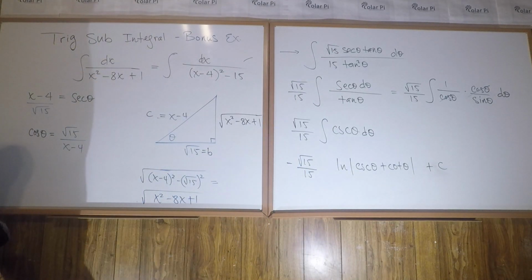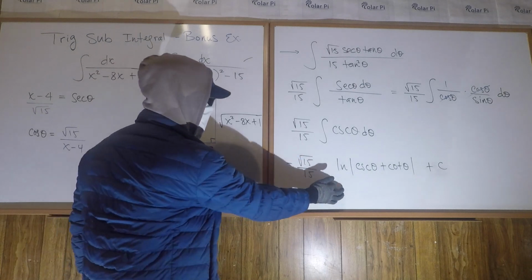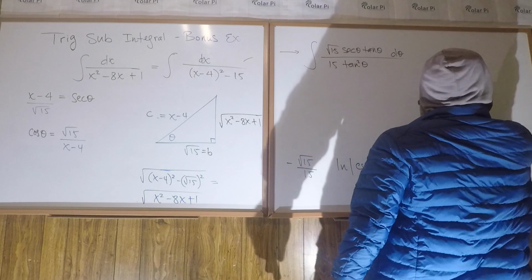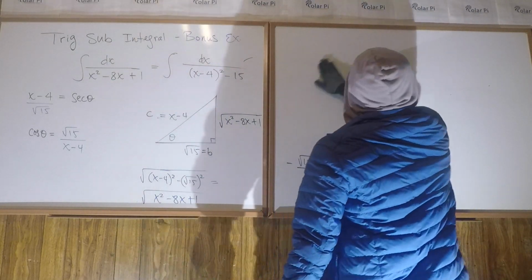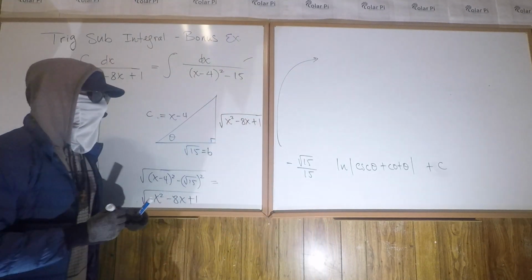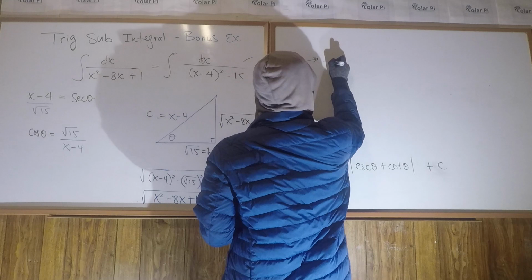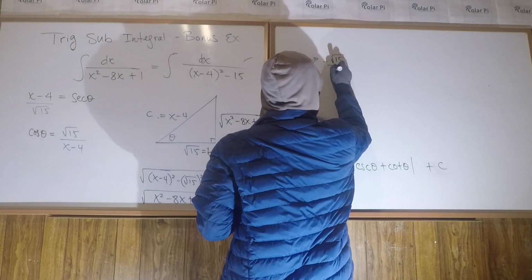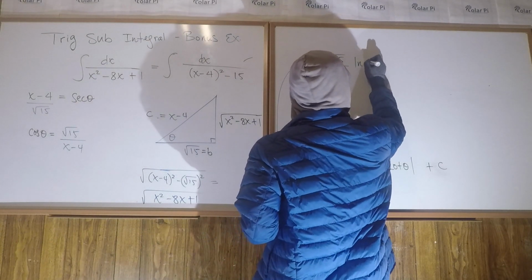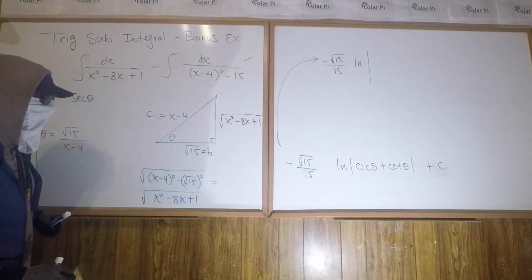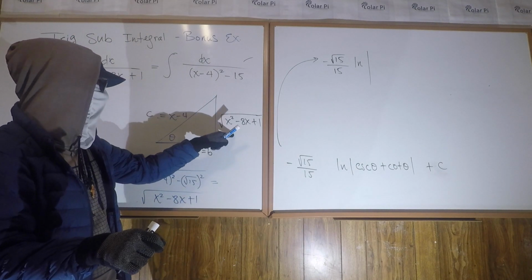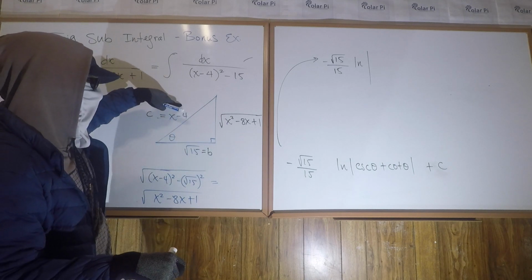Okay, so this is all to say that now in our final answer, we need to come here. And since I don't have space, I'll just have to erase a key and write it up here. Our final answer is going to look like this: minus root 15 over 15, and then the natural log of the absolute value of, what's cosecant theta? Theta is right here. Cosecant is the reciprocal of sine. Sine is opposite over hypotenuse, so cosecant has to be hypotenuse over opposite.